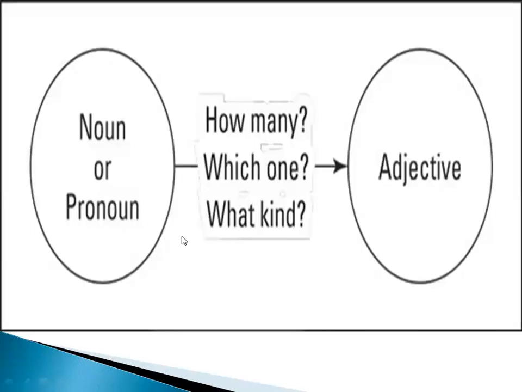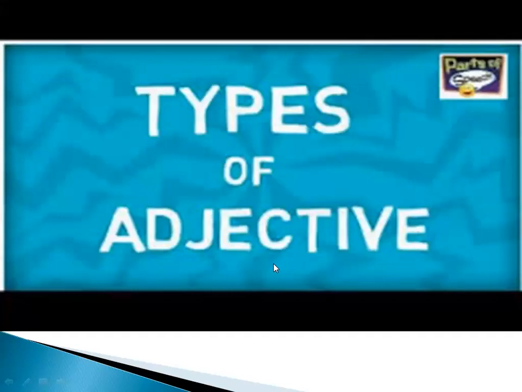You may say this is the pictorial definition of the adjective also: the noun or pronoun is at the left side, then you will be having an adjective type of question word over here, and it is followed by the adjective. So this is the pictorial form of adjective sentences. Now we have types of adjectives.